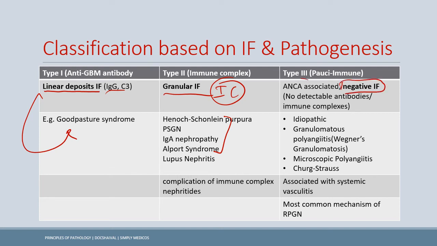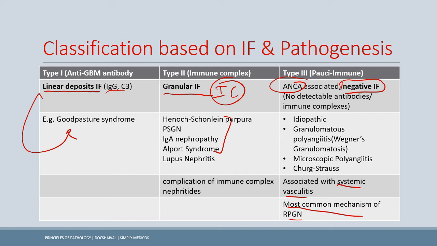Now it's associated with ANCA, and can you recall that ANCA is also associated with systemic vasculitis? Then it's the most common mechanism. In fact, 20% of the patients have anti-GBM disease, 25% have type 2, and the rest are all pauci-immune. We don't know the cause.